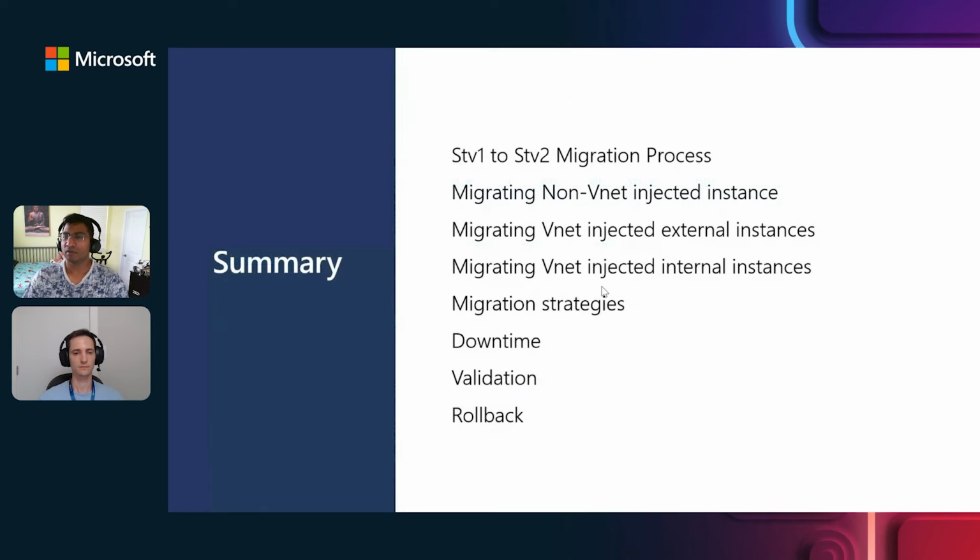To summarize, we've talked about the Stv1 to Stv2 migration process, the mechanics involved, how the migration happens, and all the things that you need to look out for. We also talked about how we migrate non-VNet injected instances, VNet injected external instances, and internal instances, the nuances, and the subtle differences between them. Also, we talked about migration strategies that should be applied in each of these cases, where you have some downtime, where you don't, maybe the multi-geo migration scenarios, or special cases like a side-by-side deployment strategy as well. In all these, we have been focusing on the downtime, how it impacts your business, how you can validate before initiating the migration, as well as how you can validate after the migration has taken place. And last but not least, what you can do to roll back in case of an eventual failure. So this information should help you carry out your migration from API management Stv1 to platform version Stv2.